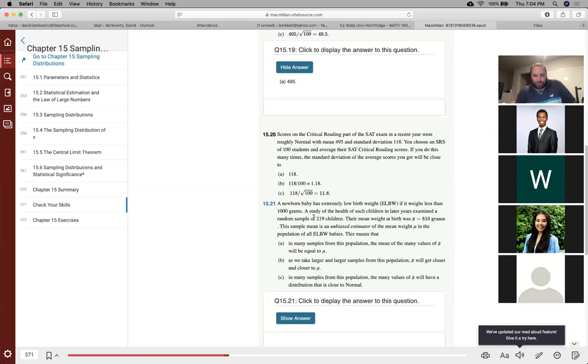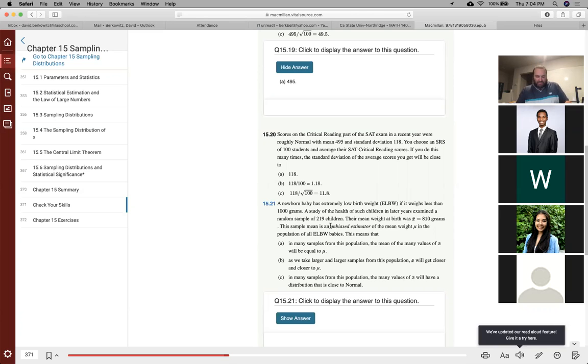So let's look at 21. A newborn baby has extremely low birth weight, ELBW, if it weighs less than 1,000 grams. A study of the health of such children in later years examined a random sample of 219 children and saw that their mean weight at birth was 810 grams. It's claiming that this is an unbiased estimator of the actual average because it's a mean. Means are unbiased. They're exactly what we expect, right in the middle. What does that mean? Is it A, B, or C?